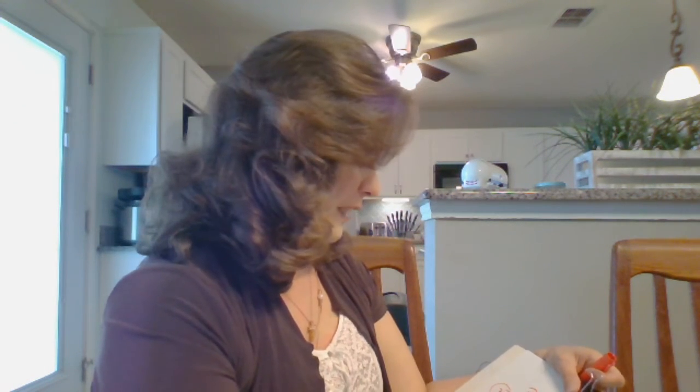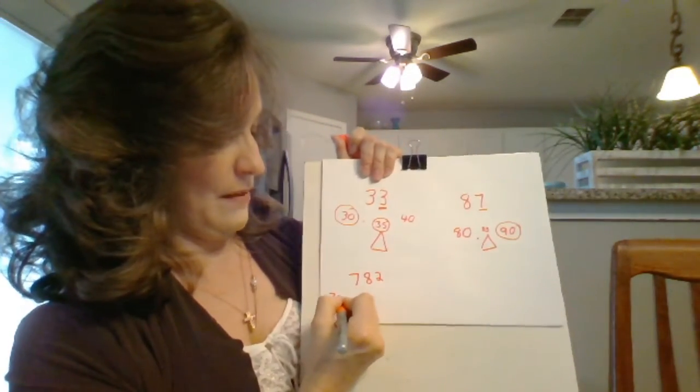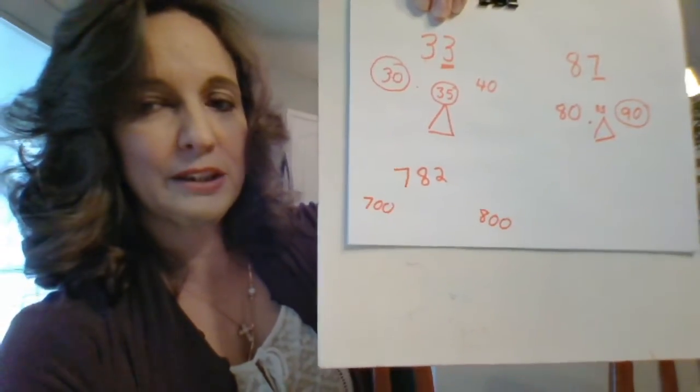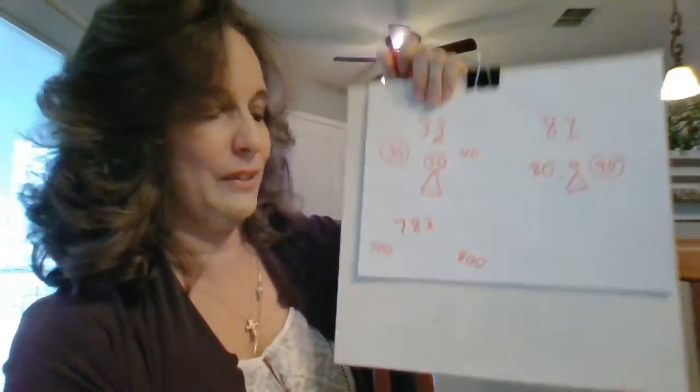When you're rounding to hundreds, we have 782. So we're trying to see, is this closer to 700 or closer to 800? Okay, so what's the tipping point in between 700 and 800?